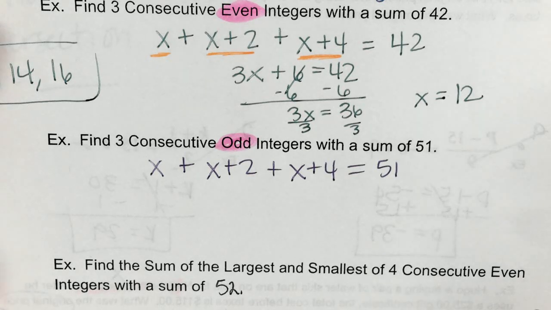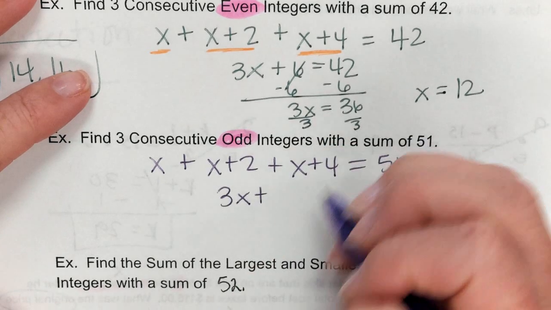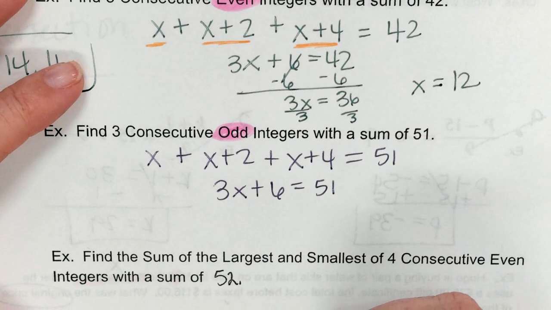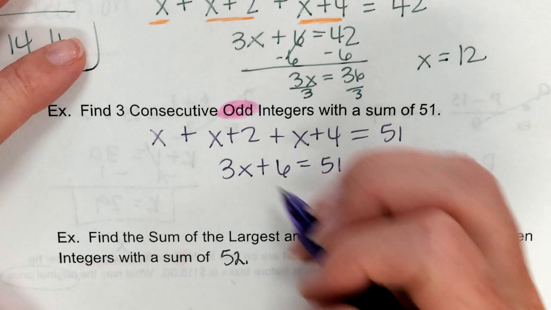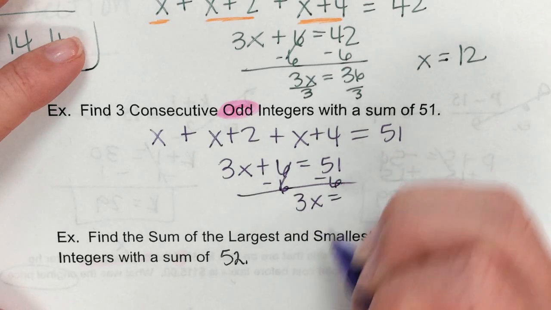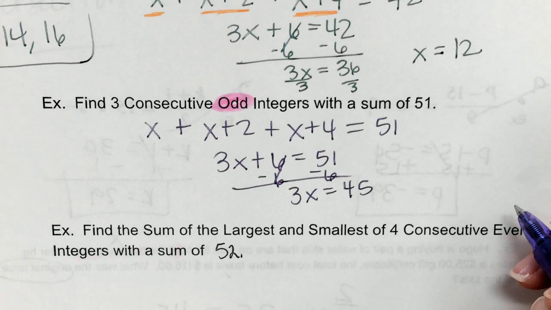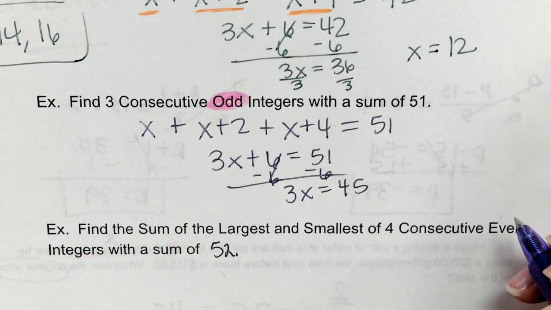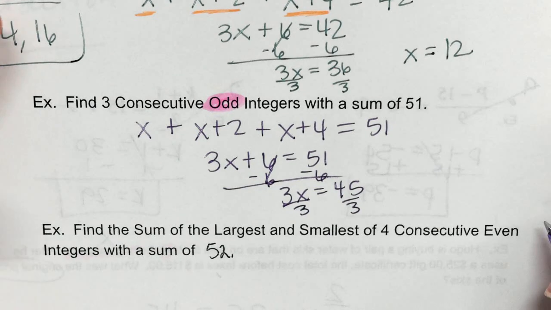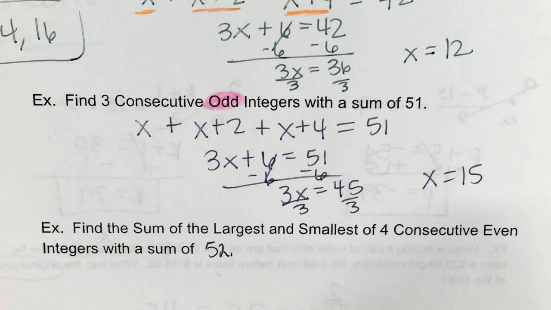Combine your like terms. What's x plus x plus x? Plus, what's 2 plus 4? Equals 51. Subtract both sides by 6 to get rid of the constant. So I have 3x equals, and 51 minus 6 is 45. Get rid of the coefficient by dividing by 3. 45 divided by 3 is, that's my first answer.